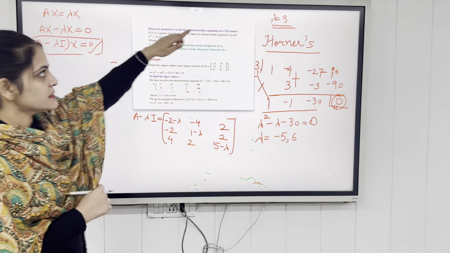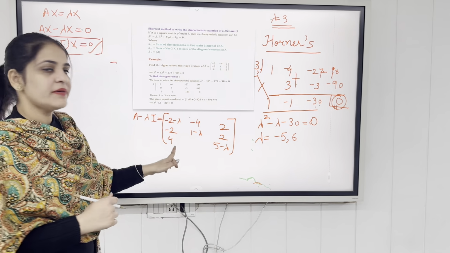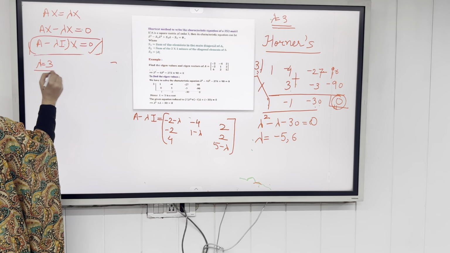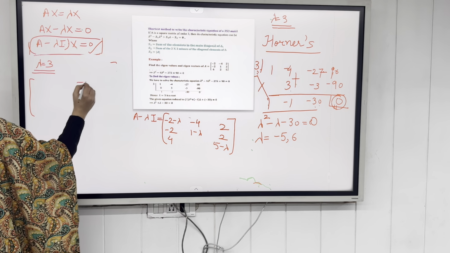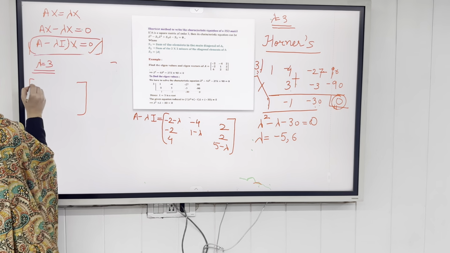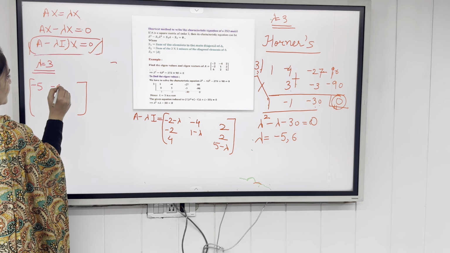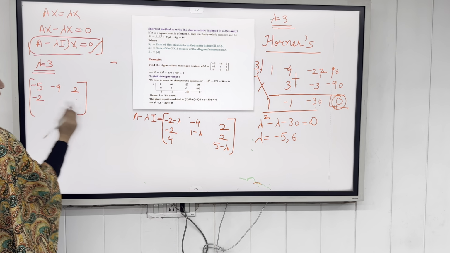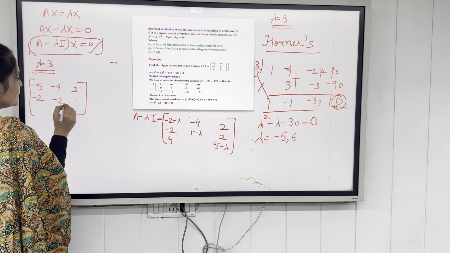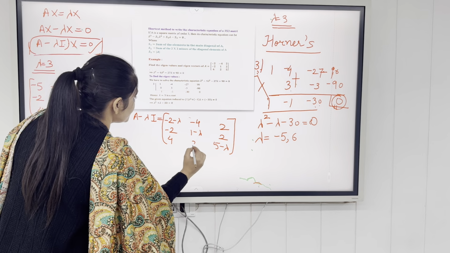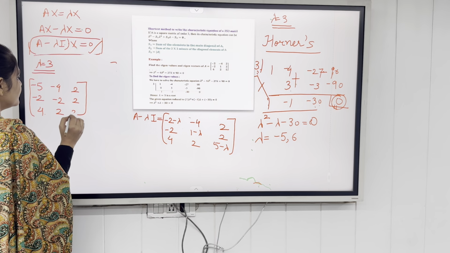So the first case is lambda equal to 3. Replace the value here; lambda is equal to 3. We are doing this process for lambda equal to 3. Put the value here. So this will be minus 5, minus 4, 2. The next row will be minus 2, minus 2 and 2. This is 4, 2 and 2.